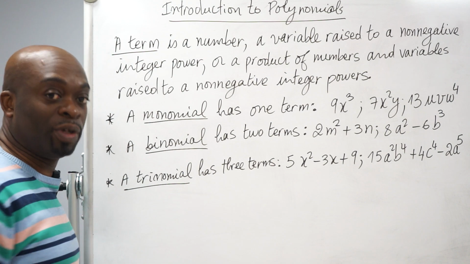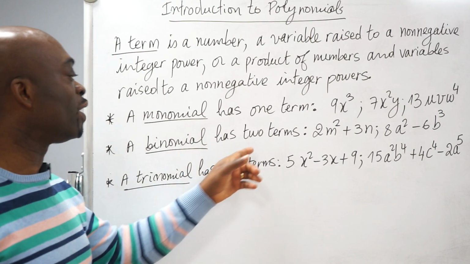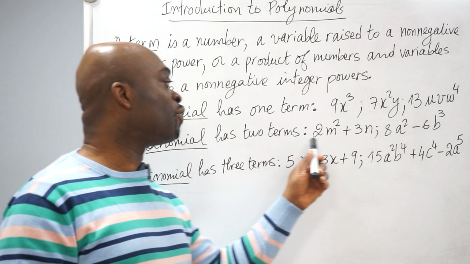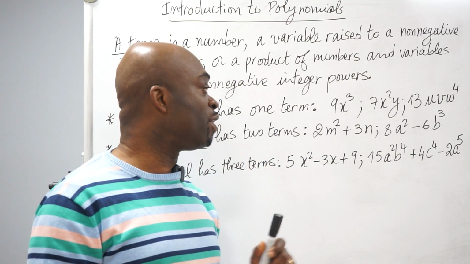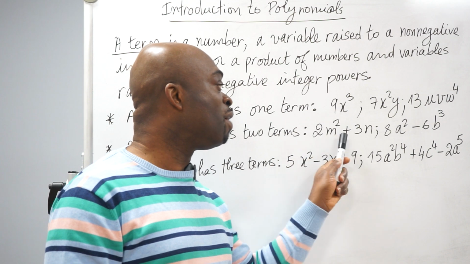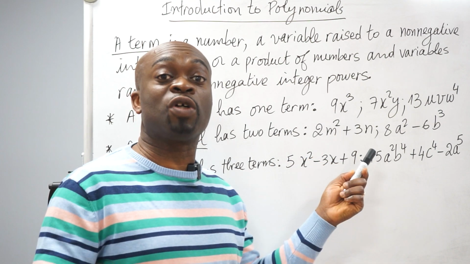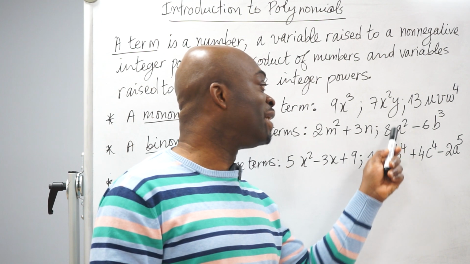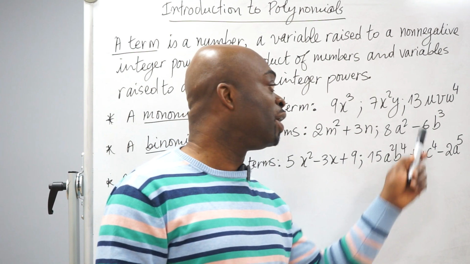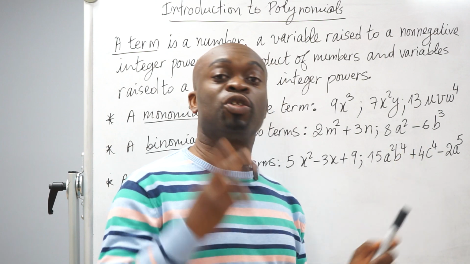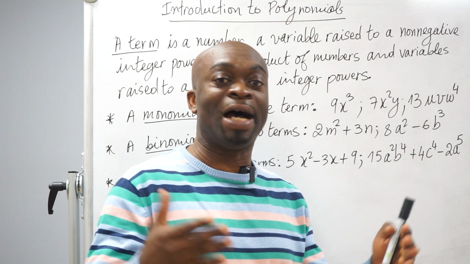A binomial has what? A binomial has two terms. So we have 2m squared plus 3n, as you can see. This one is one term plus another term, so we're talking about a binomial. If we take this one here, this is 8 to the second power minus 6b to the third power. This also is two terms, so that's also a binomial.